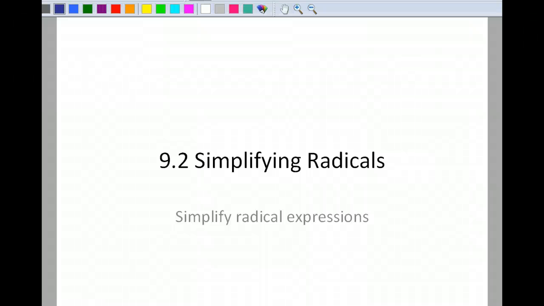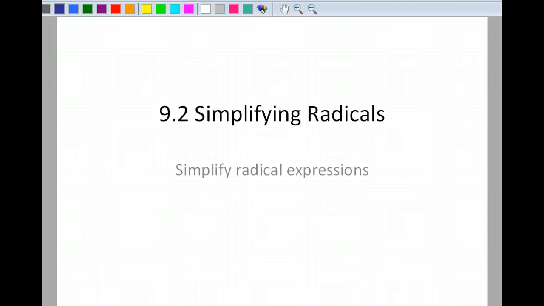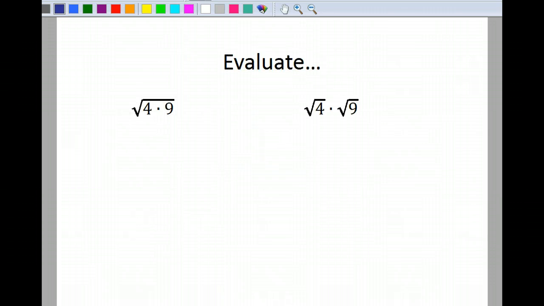This is section 9.2 and we're going to be simplifying radicals today. So let's start off with a couple of small ones. I have the square root of 4 times 9. Well, 4 times 9 gives me 36. So what's the square root of 36? Oh, well that's just 6.